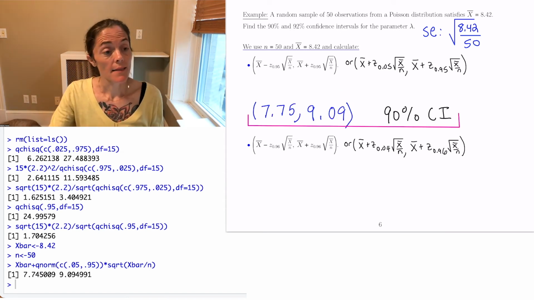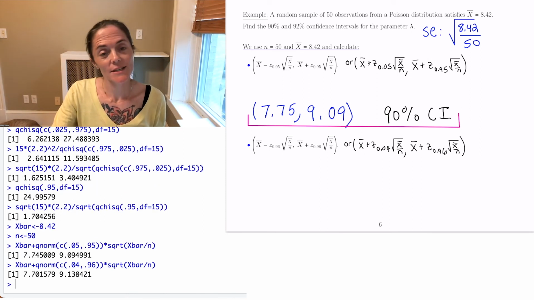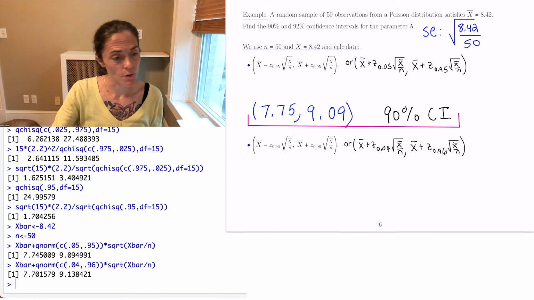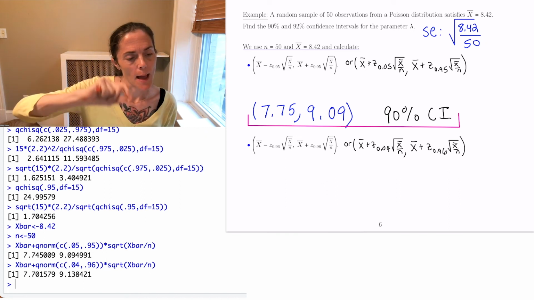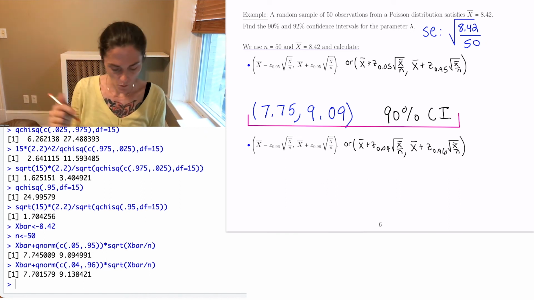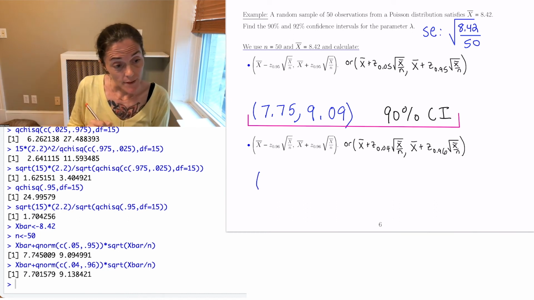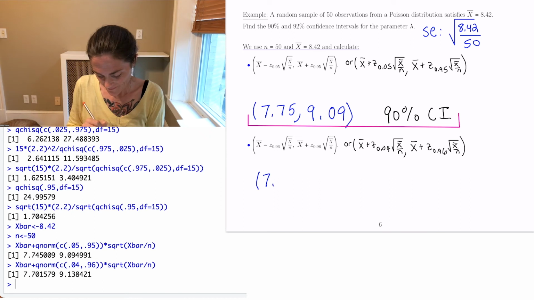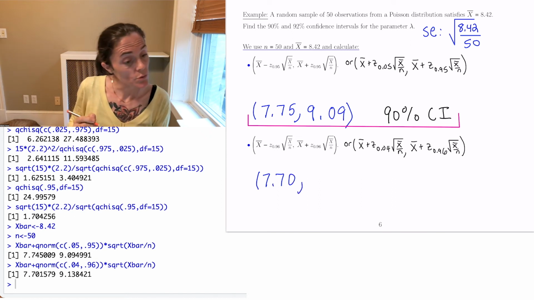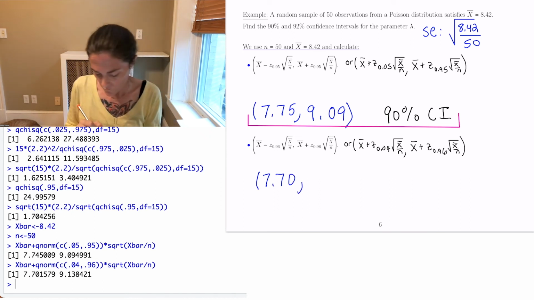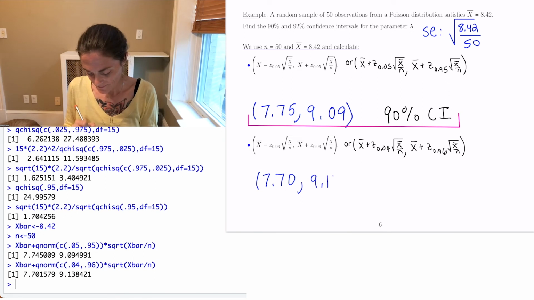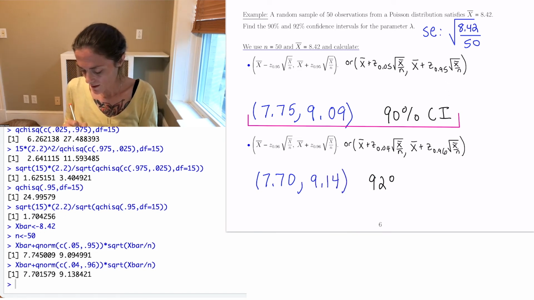All right, the next confidence interval, we are just changing the quantiles we use. So you see here I use 0.04 and 0.96 quantiles. We can also write this one down. This one goes 7.70 to 9.14. This was our 92% confidence interval.